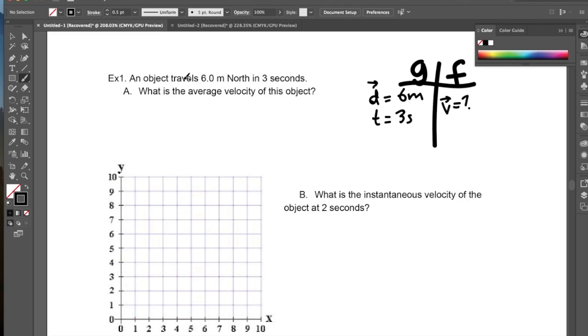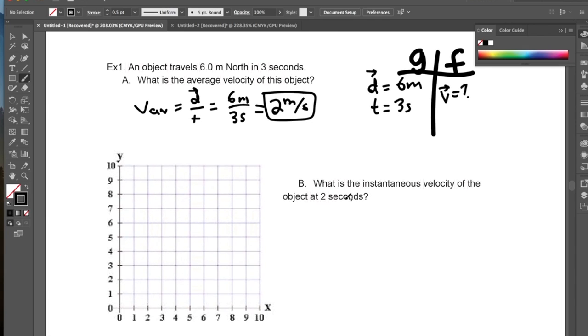So, an object travels 6 meters north in 3 seconds. For average velocity, we can use the formula displacement over time. The displacement is 6 meters over 3 seconds, and we keep the units meters per second, but we reduce to 2 meters per second. So the average velocity is 2 meters per second.